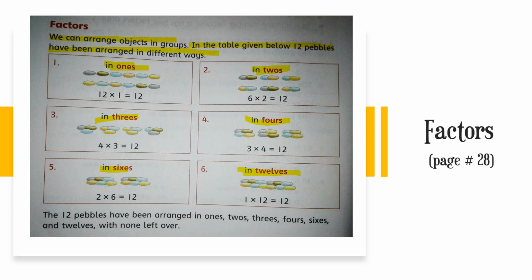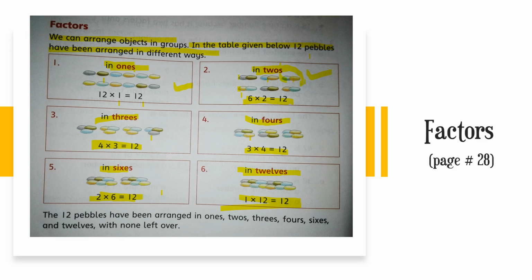What does it mean? If we can arrange 12 pebbles in ones, it means 1 can divide 12. If we can arrange them in groups of 2s, then 12 can be divided by 2, because 2 sixes are 12. Similarly, 12 can be divided by 3, by 4, by 6, and by the number itself, which is 12. So it means that 12 has 6 factors: 1, 2, 3, 4, 6 and 12. The numbers which can divide a given number are called factors of that number.